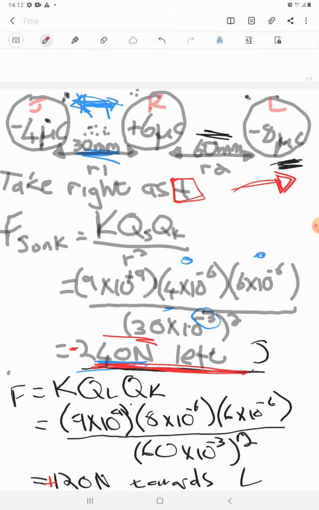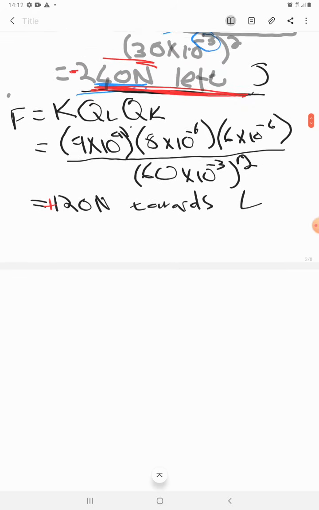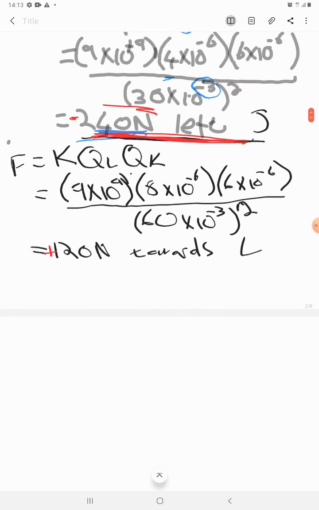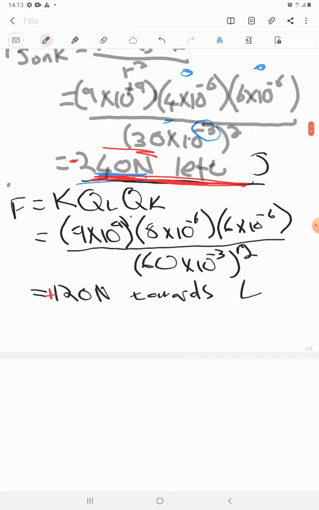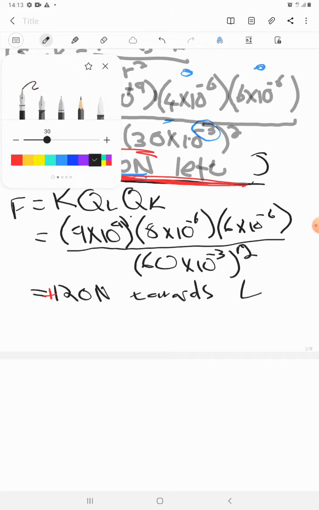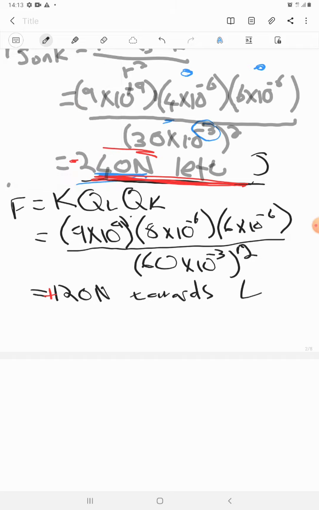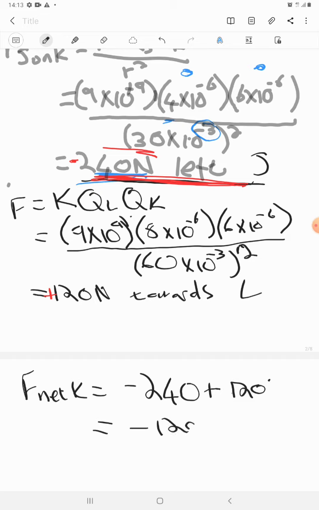Now, I still need to add all of this up. So what am I going to do? I've got my two values there. Now I can add them together. So I'm going to say the force, let's go with F net, F net on K. It's going to equal over here my -240 plus 120 newtons. It's all going to give me -120 newtons.